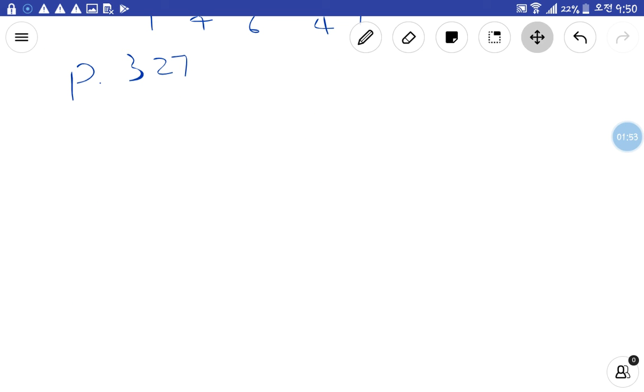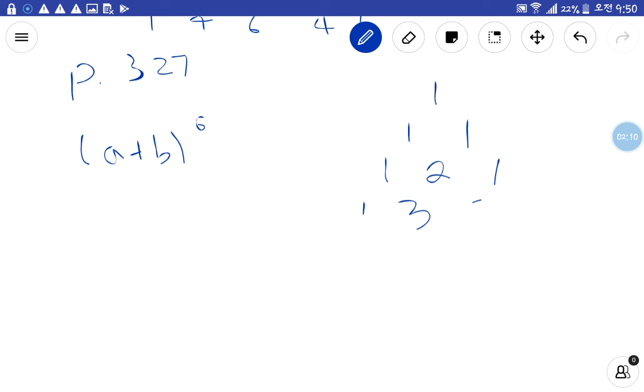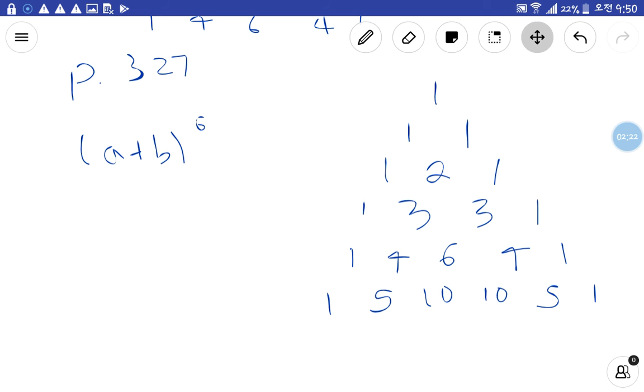So what is the expansion of a plus b to the 6th power? Use Pascal's triangle. So let's make the Pascal's triangle together. 1 and 1, 1 always. Now what? 1 1 plus 1, 2 1, 1 3 3 1, 1 4 6 4 1, 1 5 10 10 5 1. Do you guys see the pattern in here?